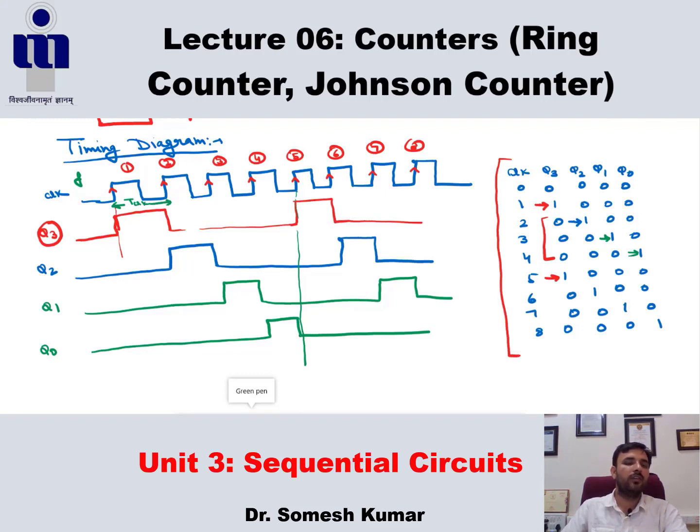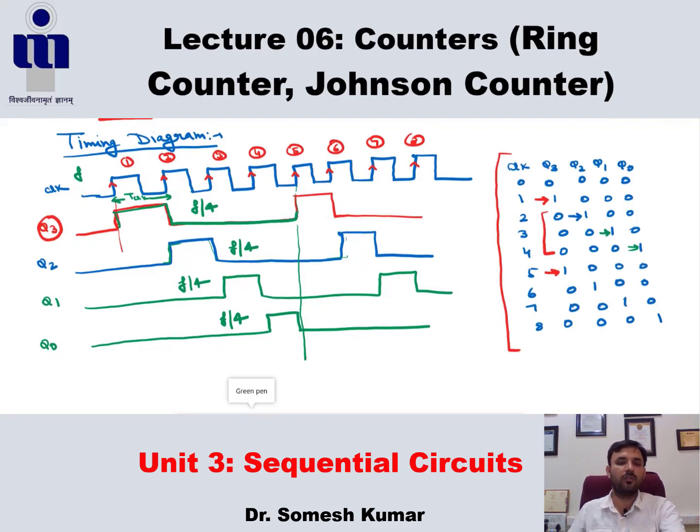Fine. So what is the frequency of Q3? See, this is our 1 cycle, full 1 cycle. So this Q3 should be F upon 4. Similarly, this Q2 should be, see, this one is our complete 1 cycle, positive and negative. So this is F upon 4. Similarly, Q1 should be F upon 4, and Q0 should be F upon 4.